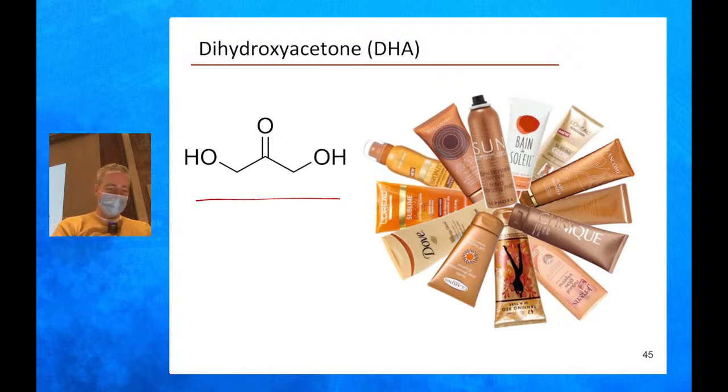So this is like a carbohydrate. Actually, is it a carbohydrate? This would be C3H6O3, so CH2O times 3. This is a carbohydrate. Carbohydrates are molecules that have a ratio of carbons to waters of 1:1. So this goes into your skin, doesn't require high temperatures, but it reacts with the proteins in your skin and darkens your skin using this Maillard reaction.